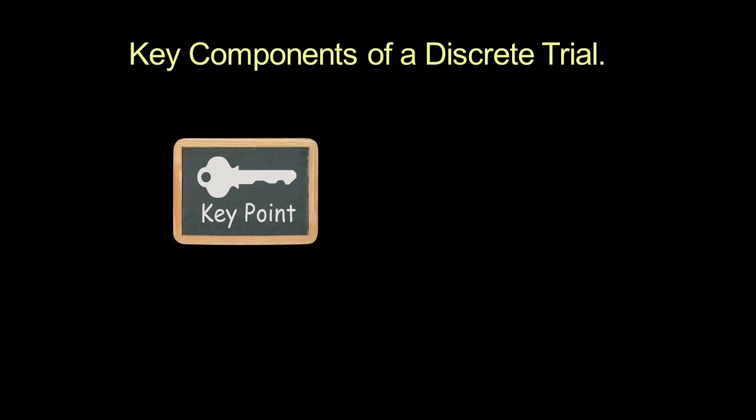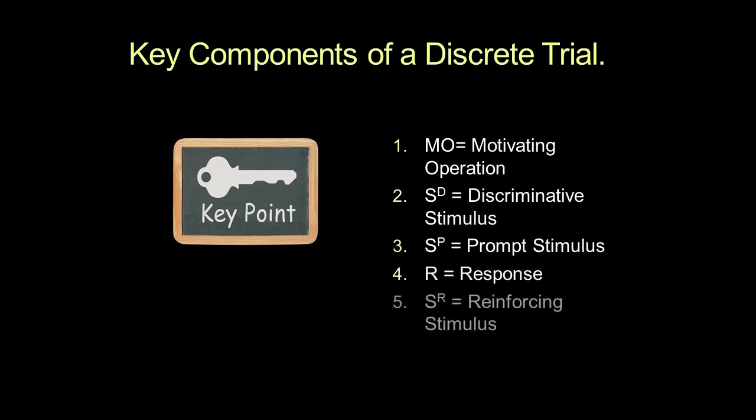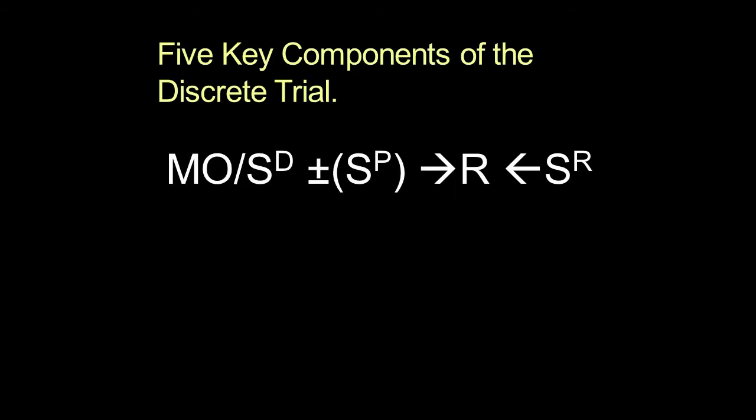In behavioral terminology, we write these as MO, or motivating operation, SD, or discriminative stimulus, SP, or prompt stimulus, R, or response, and SR, or reinforcing stimulus. Notice how the capital letter S stands for stimulus, and the superscript describes what type of stimulus you're referring to. We can rewrite this in the form of an equation or formula.